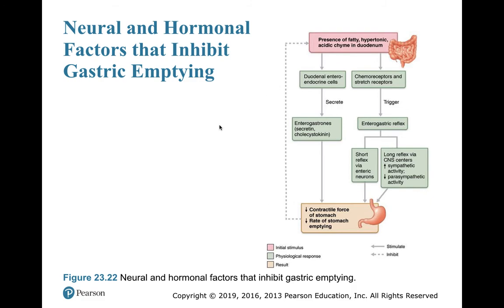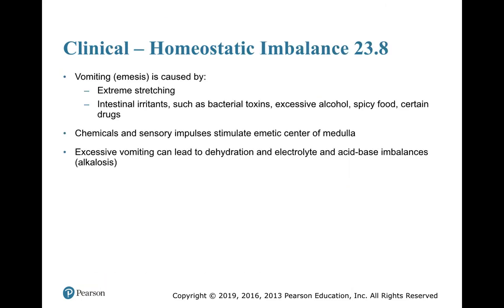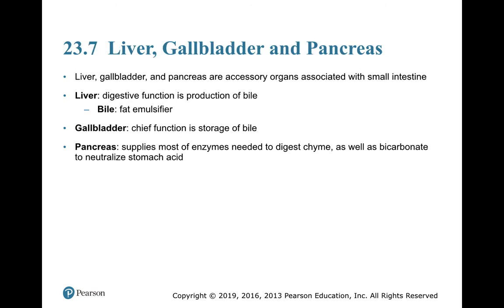And here is an overview of the neural and hormonal factors, figure 23-22. Vomiting or emesis is caused by extreme stretching. Intestinal irritants can do it: bacterial toxins, excessive amounts of alcohol, spicy food, some drugs. There are chemical and sensory impulses that stimulate the emetic center of the medulla. Excessive vomiting can lead to dehydration and electrolyte depletion, as well as acid-base imbalances. So fluid replacement is very important.